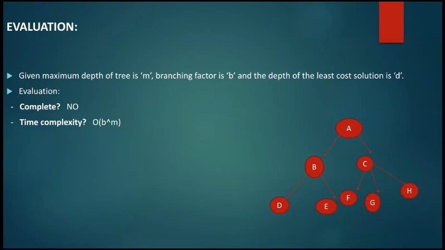So we are not finding the node until and unless, in the worst case, the goal node can be at depth m. So we have to see all the branching factors, that is b to the power m. That is why the time complexity is b to the power m. Okay, now what about space complexity?